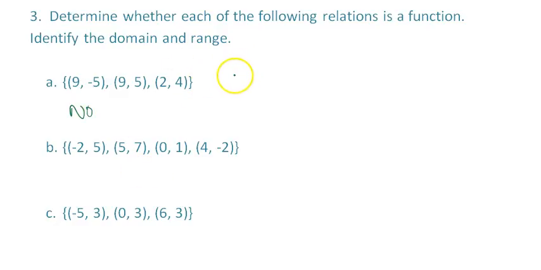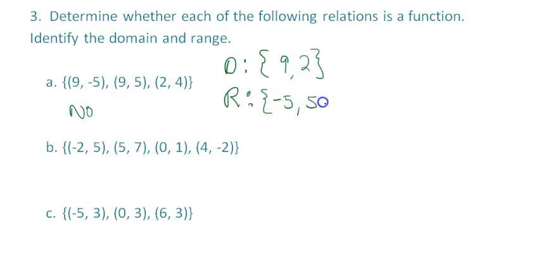But we can still identify the domain and the range, and I just kind of shorthand it with a D and an R. I'm going to use that curly bracket and just list the domain. And so the numbers in the domain, you have 9, 9, and 2. So I'm just going to say 9 and 2. I don't need to repeat that one. And then the range is your y values. And so I have -5, +5, and 4. And again, I'm going to use the curly bracket, -5, +5, and 4. Close that out. All right, let's examine B.